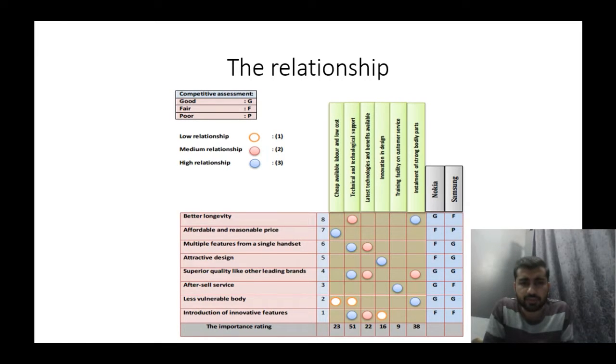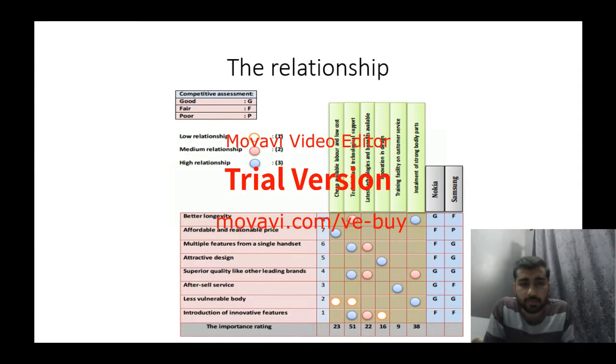Introducing innovative features has a higher relationship with technical and technological support. Latest technologies and benefits available has a medium relationship, and innovative in design has a low relationship. So that's how we look at the table.